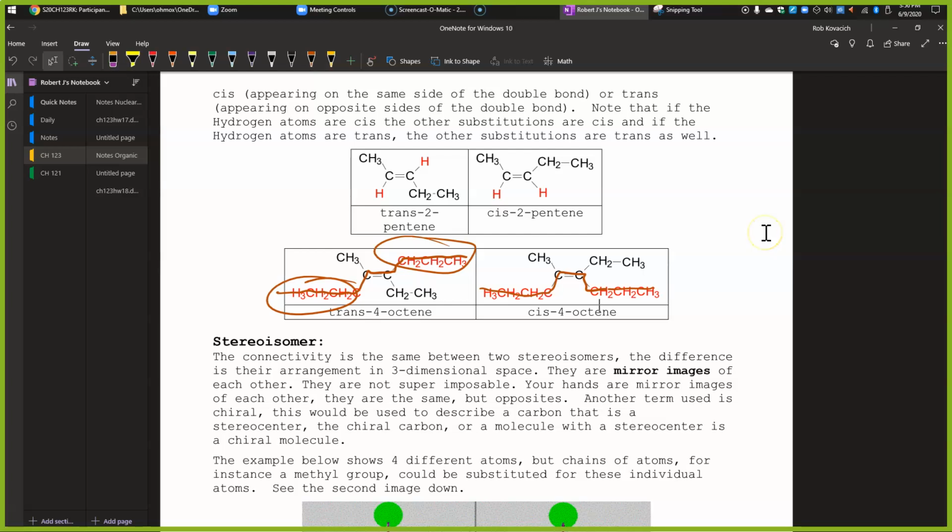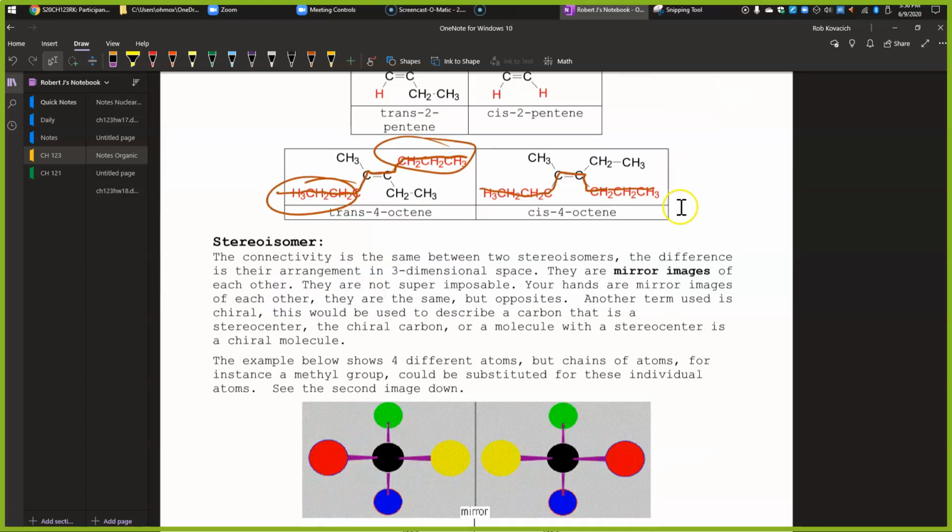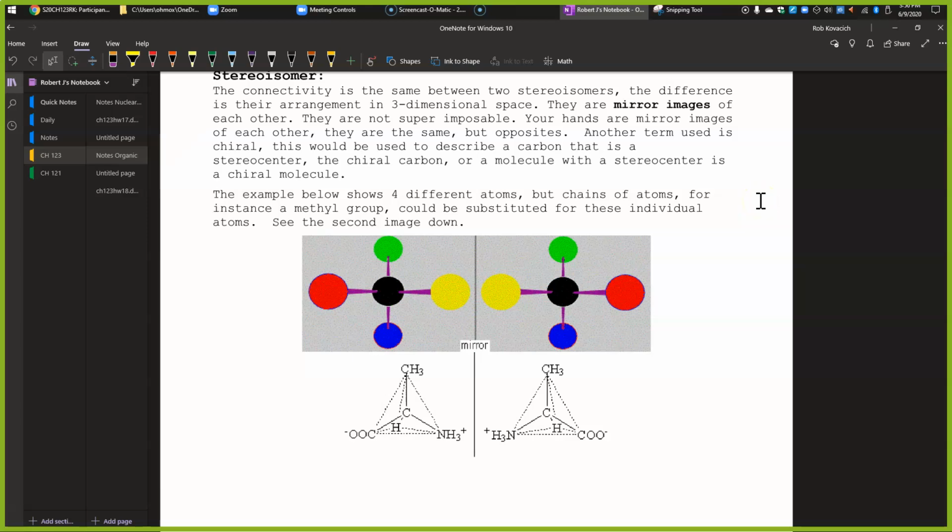Okay, so now we're going to move on to the scariest thing with organic chemistry. It's something that looks totally innocuous, but in actuality, it can be incredibly dangerous. So are we okay with the idea of mirror images? Hold up your hands. Are they the same thing? No. Your left foot does not fit in your right shoe. They're mirror images of each other. They're not the same thing.